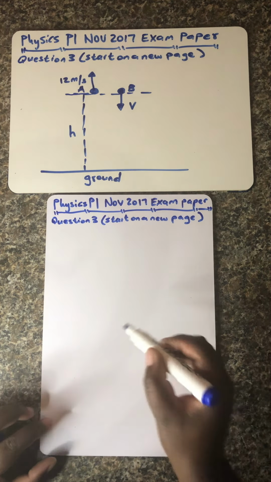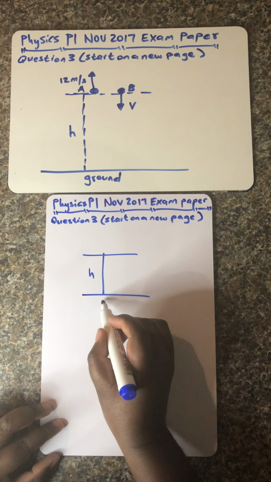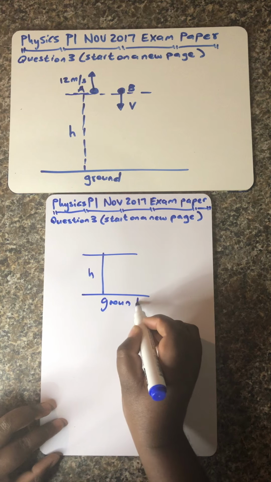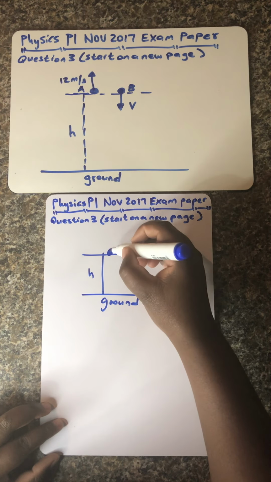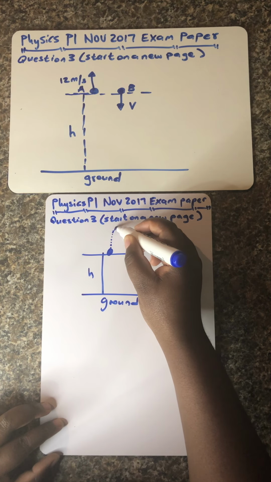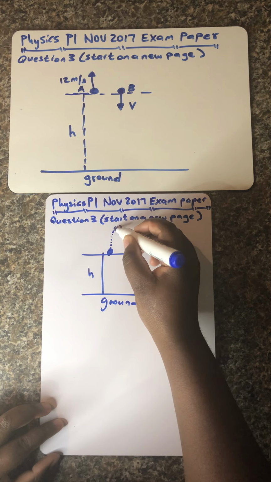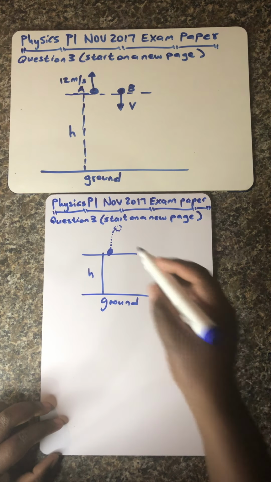Remember, guys, let me quickly draw the scenario that we are supposed to calculate. Suppose this is H, this is the ground. We are now focusing on stone A. Obviously, it's going to go up and reach a certain height. I assume you agree with me on that one. Obviously it's going to take a certain time as it goes up to reach its maximum height.